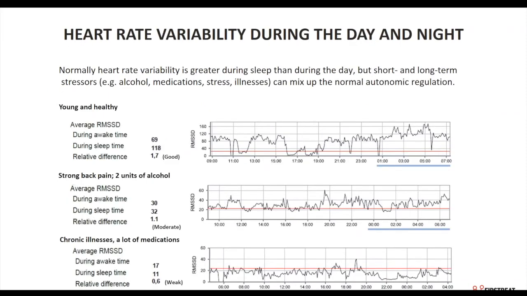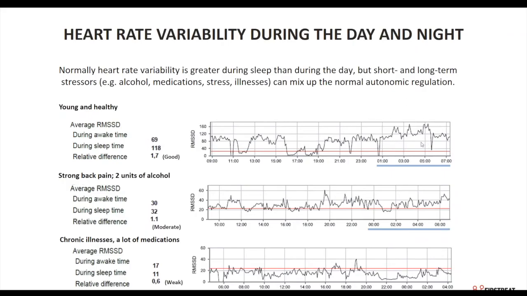This slide shows some of the patterns of heart rate variability during the day and night. Normally heart rate variability is greater during sleep than during the day, but short and long-term stressors such as alcohol, medications, and illnesses can mix up the normal autonomic regulation pattern. The top example here is basically a young, healthy, normal person's graph. You can see that the average heart rate variability during the daytime is 69 milliseconds, during sleep 118 milliseconds. So very strong variation during the night when the person is sleeping, meaning that the parasympathetic system is functioning like it should.